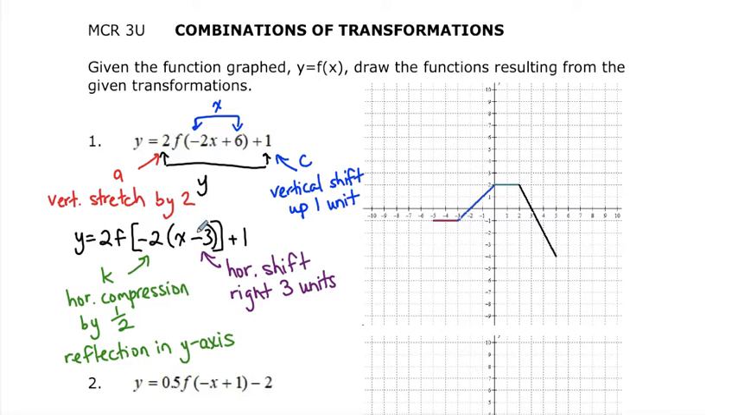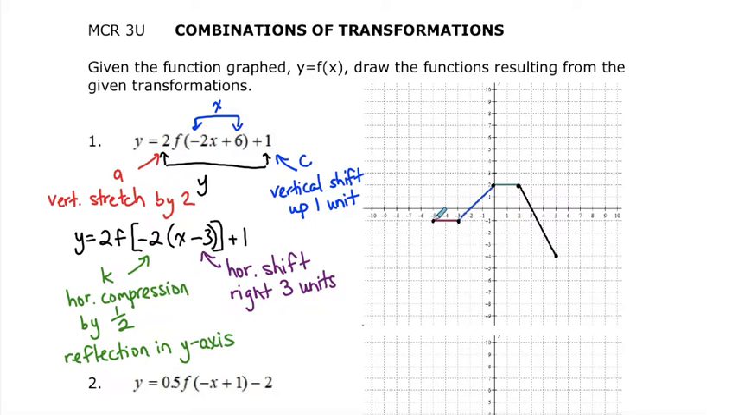So now that we've been able to identify all of our transformations from this single equation, we can start to think about how we want to do this. Do we just want to identify our key points from our graph and just move them based on our transformation? Or do we want to use mapping notation? Okay. For this one, let's just move our points based on our transformation.